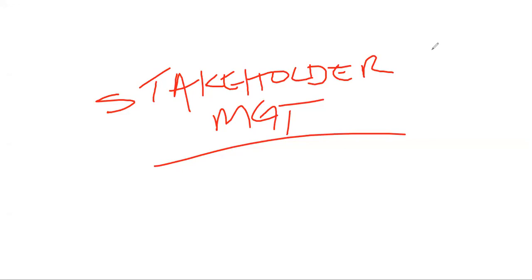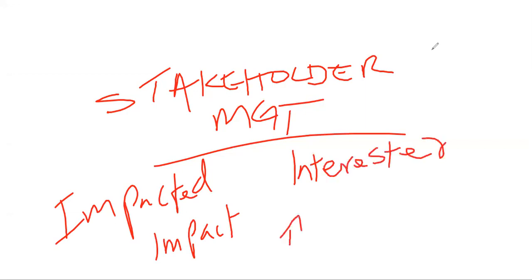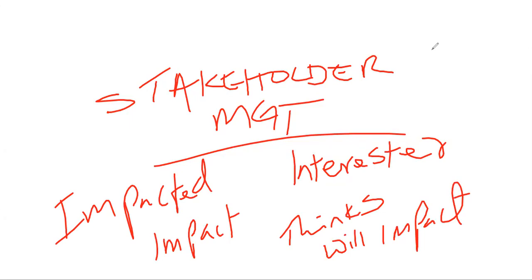What is a stakeholder? Someone who can affect the project, or someone who is impacted by the project, or someone who is interested in the project, or someone who thinks that the project could impact them. So someone who is impacted by the project, someone who can impact the project, someone who is interested in the project, and someone who thinks that the project will impact them. Okay. So whether the person is genuinely involved or thinks they're involved, they're all stakeholders, and it's the job of the project manager to manage them.